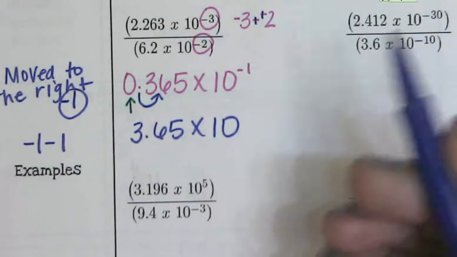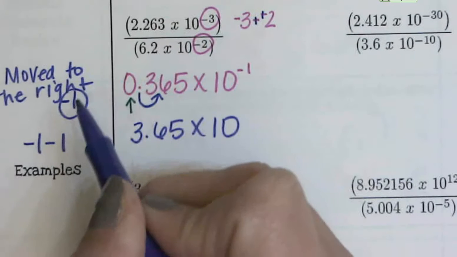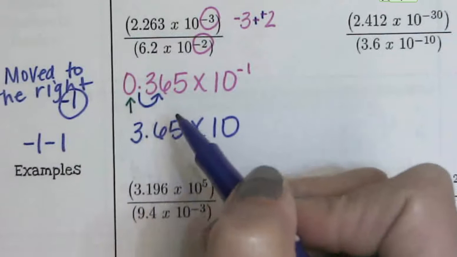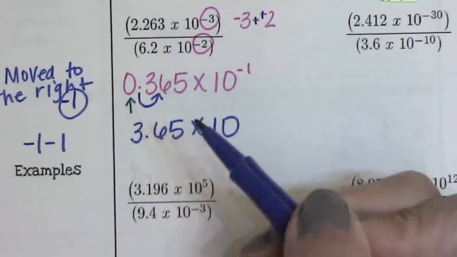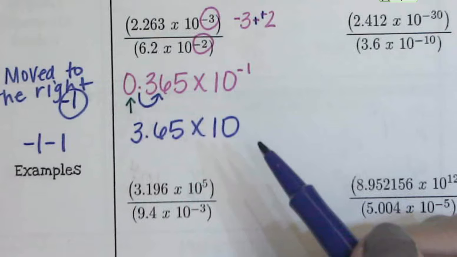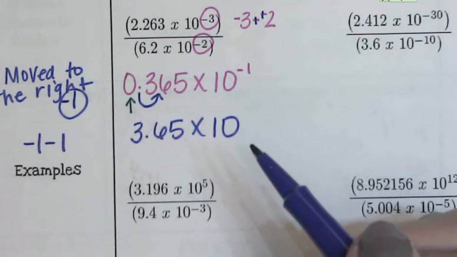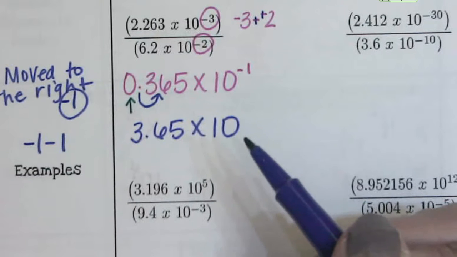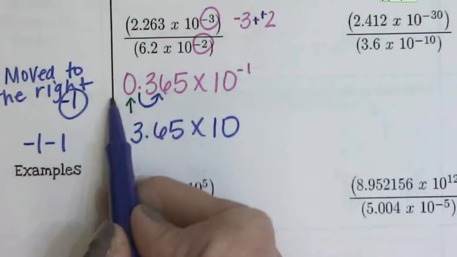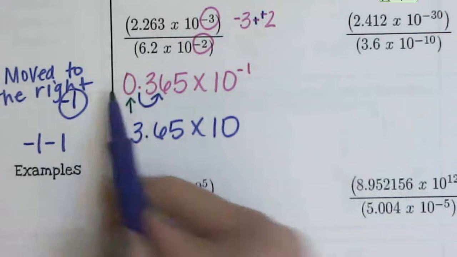All right, let's look at the fourth one. So same steps. Calculator. 2.412 divided by 3.6 gets me the answer of 0.67.